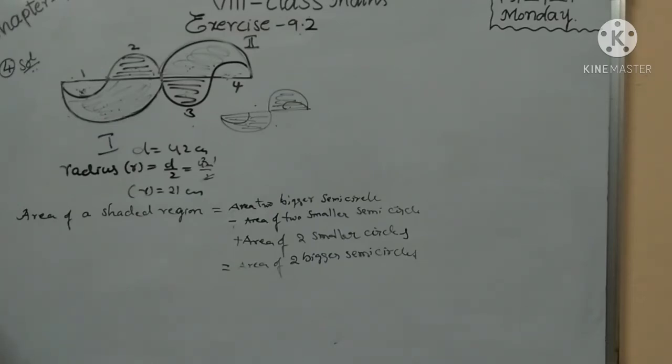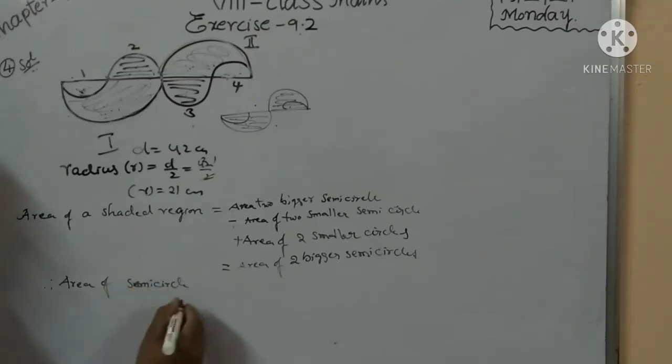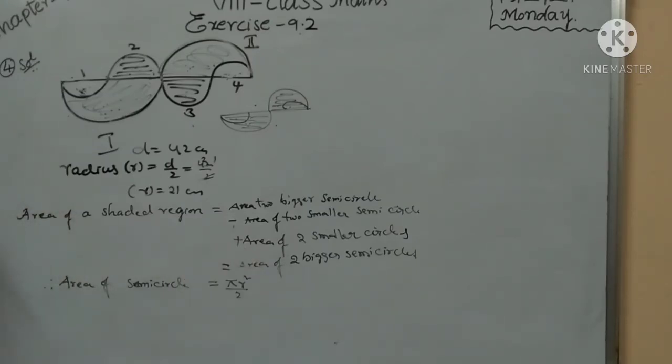So we know the area of a semicircle formula. Area of semicircle equals pi r square by 2. That is the semicircle's formula. The area of a circle is pi r square, and semi means half, so divide by 2.